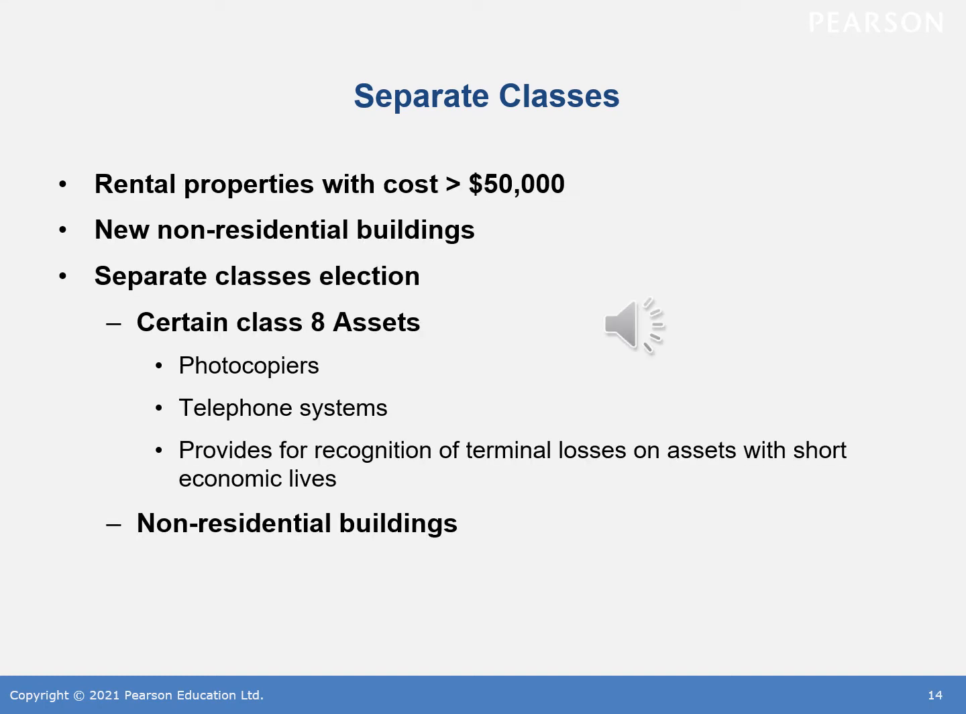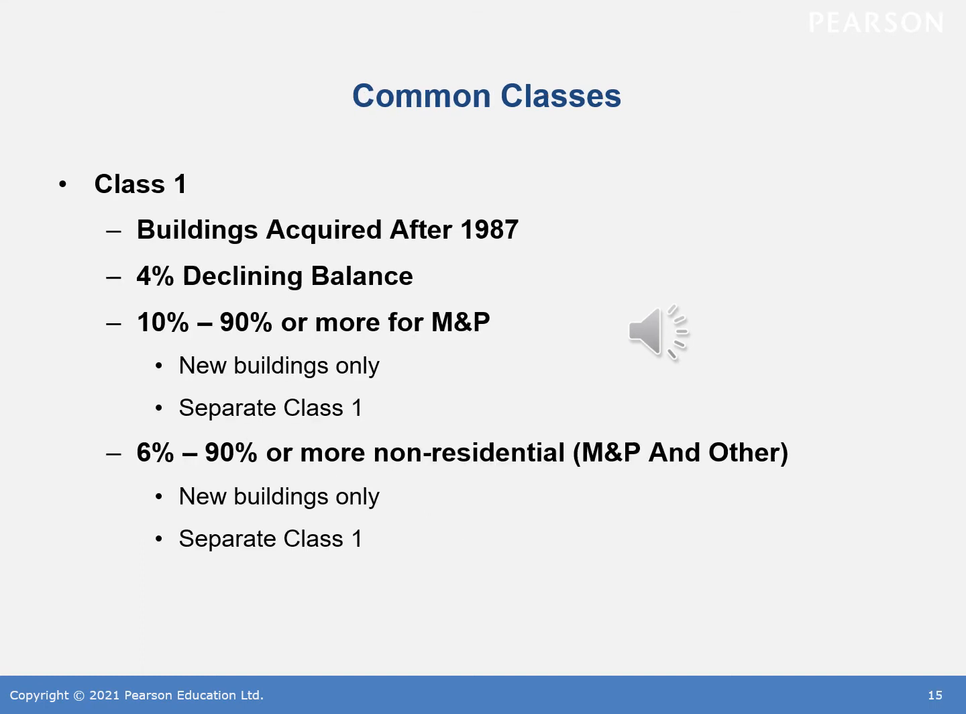Some other separate classes to consider are rental properties with a cost greater than $50,000, which it's hard to find a rental property under that now. New non-residential buildings, and then certain Class 8 assets such as photocopiers, telephone systems, and other assets with short economic lives. And then also non-residential buildings. The next 14 slides or so talk about, at a high level, what those common classes are. If you want to get a little more detail around them, they're on page 207 to 210 in the textbook.